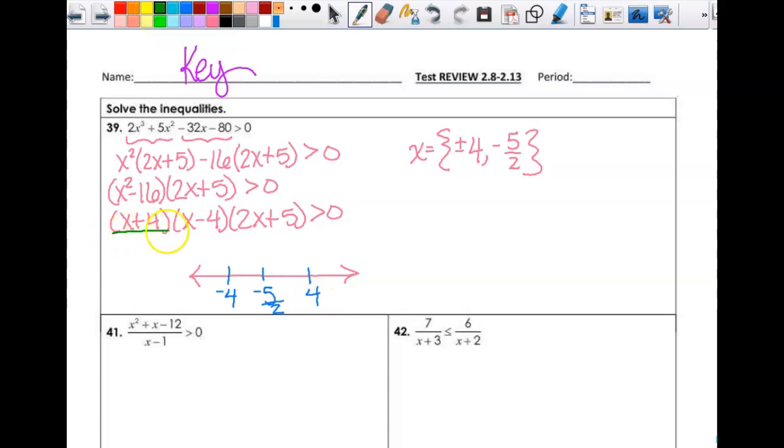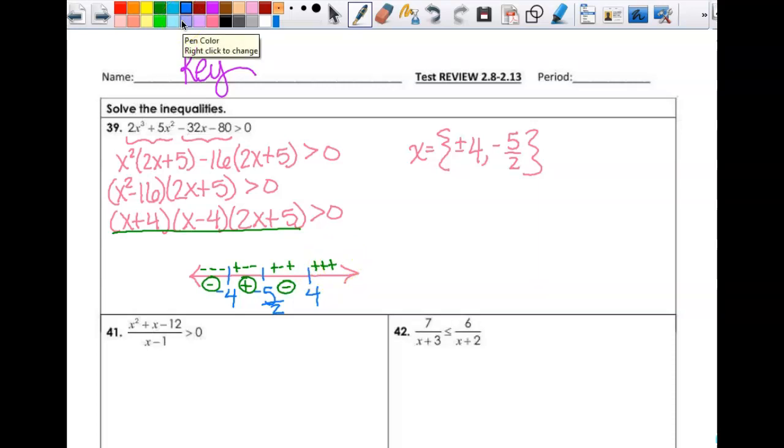So this is the one I'm going to substitute things back in. If I use a negative 5, that would give me a negative, negative, negative, which makes that negative overall. Between these two, if I put in a negative 3, that would give me positive, negative, negative. That's positive overall. Between negative 5 halves and 4, I can put in 0, so that's positive, negative, positive, negative overall. Then I can put in 5, that would give me positive, positive, positive.